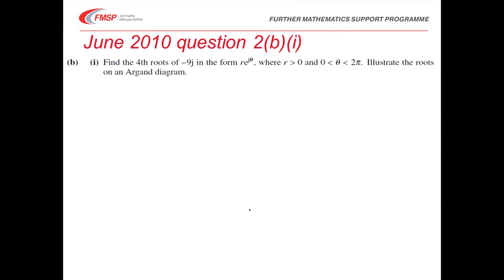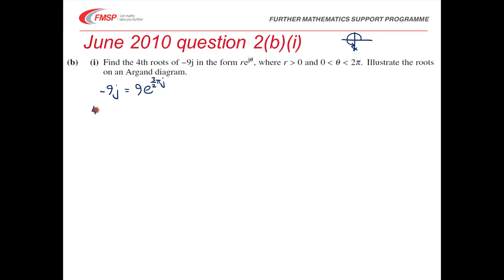For part B, the fourth roots of minus 9j. Well, these are easiest to find if I've got minus 9j in r e to the j theta form. So it's 9e to the 3 over 2 pi j. We can get that quite simply from a quick sketch. Minus 9j is down here, so the angle is 3 pi over 2 and the modulus is 9.